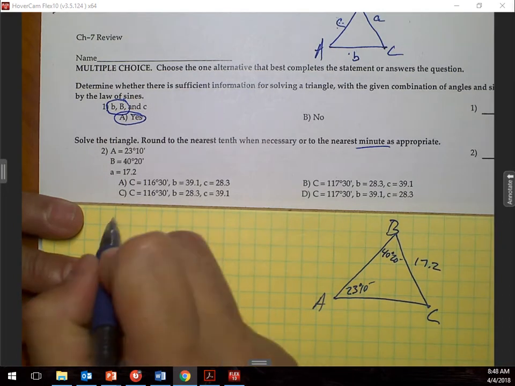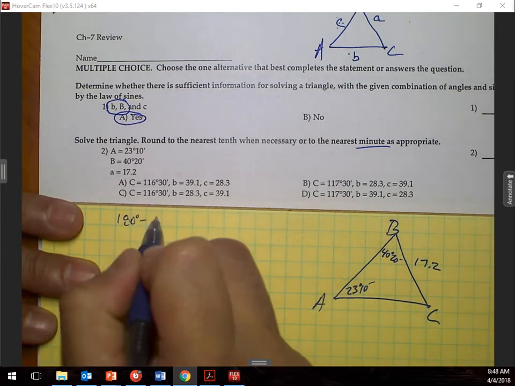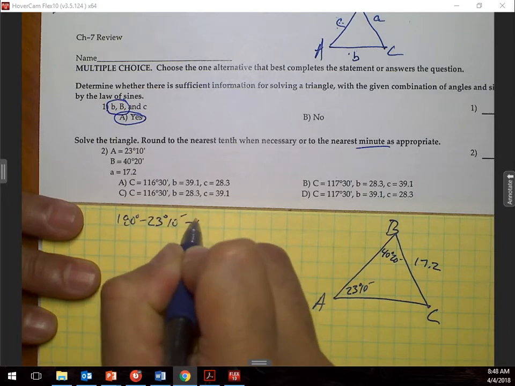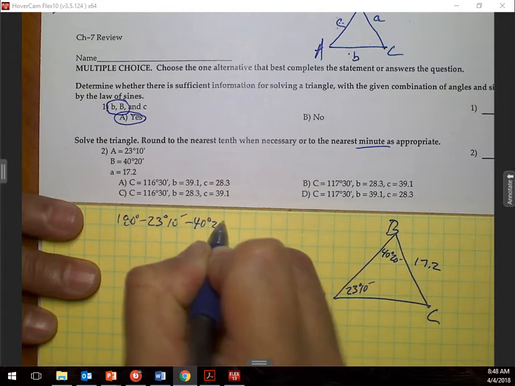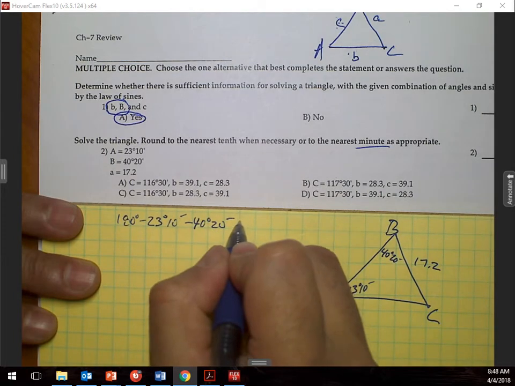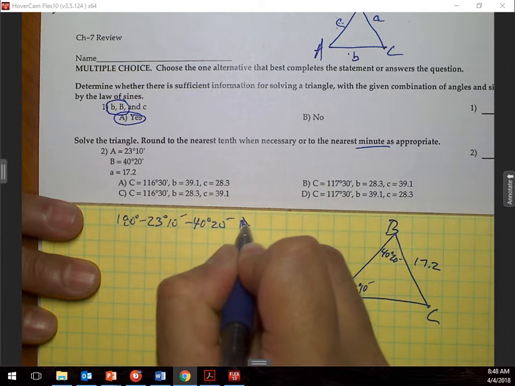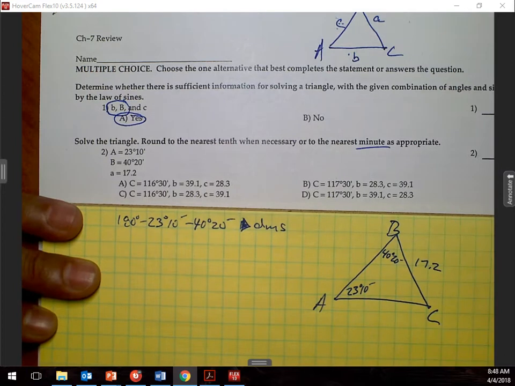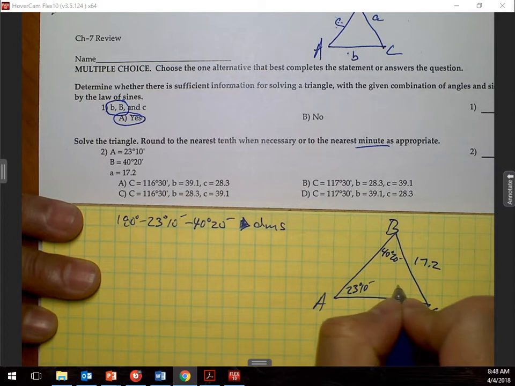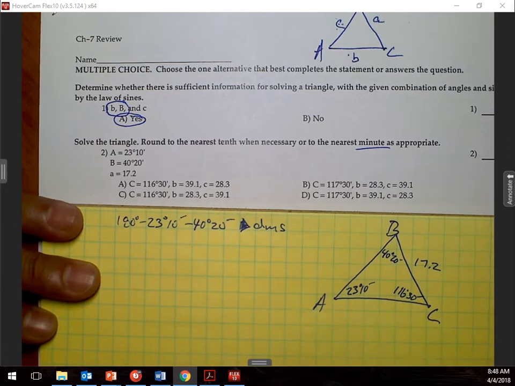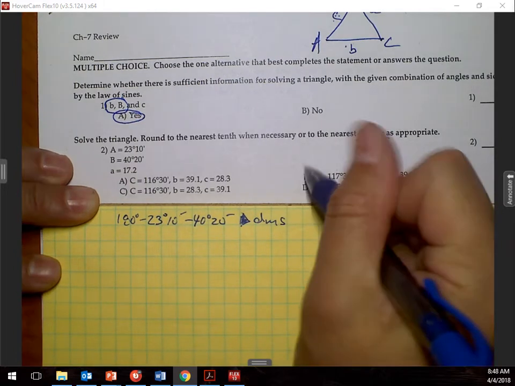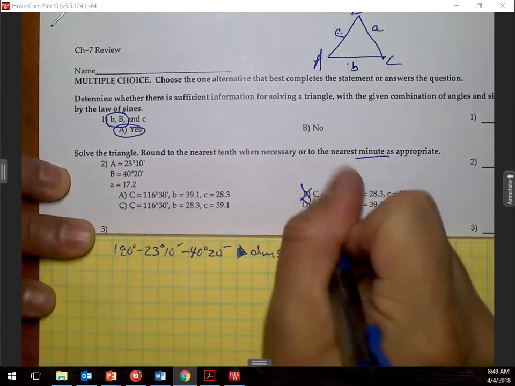So in my calculator it should be 180 minus 23 degrees, 10 minutes, minus 40 degrees, 20 minutes. And then what do I put? Triangle, DMS. 116.30. That's not even on here. Yeah, it is. Sorry, I was looking at it. There you go, 116.30. Since this is a multiple choice, I'm going to get rid of B and D. Very good. So that's going to help me out.